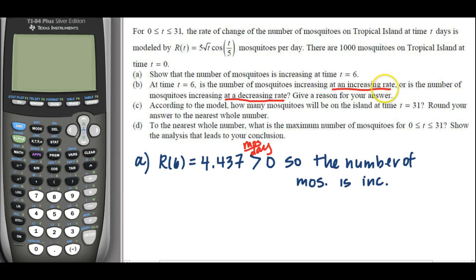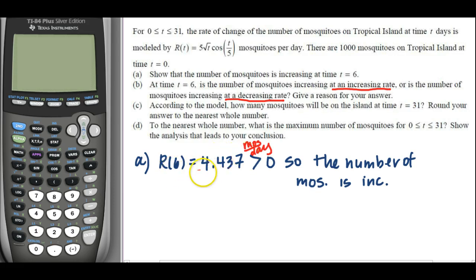So what that means is we're trying to figure out if from day to day the rate of change of the number of mosquitoes is on its way up or on its way down. So around 6, on day 5 to day 7. On day 5 was the rate of change, let's say, less, and on day 7 was the rate of change more, so that the rate of change was on its way up, meaning that the rate of change was increasing at an increasing rate. Or maybe on day 6, the rate of change was 4.437, but on day 7, the rate of change was 2.437.